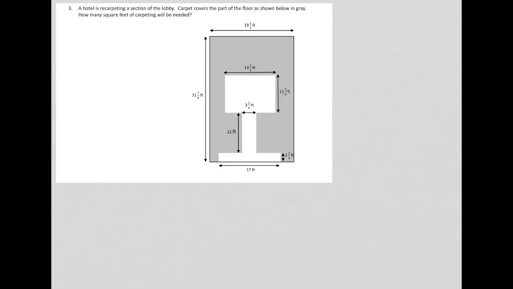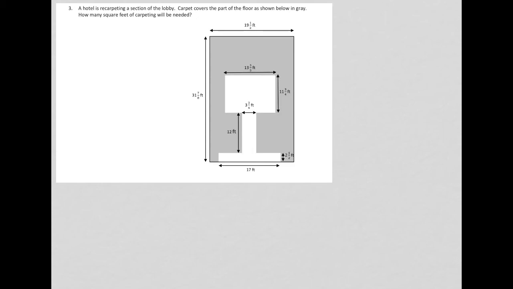The last question we're going to look at is question number 3, and we're not going to finish this in completion, but I do want us to talk about problem solving. So question number 3 says, a hotel is recarpeting a section of the lobby. Carpet covers the part of the floor shown below in gray. How many square feet of carpeting will be needed? Looking at this picture, the carpet is gray and the white is, I don't know, furniture of some kind, tile. It doesn't need to be carpeted. So I need to figure out the area of just the gray part.